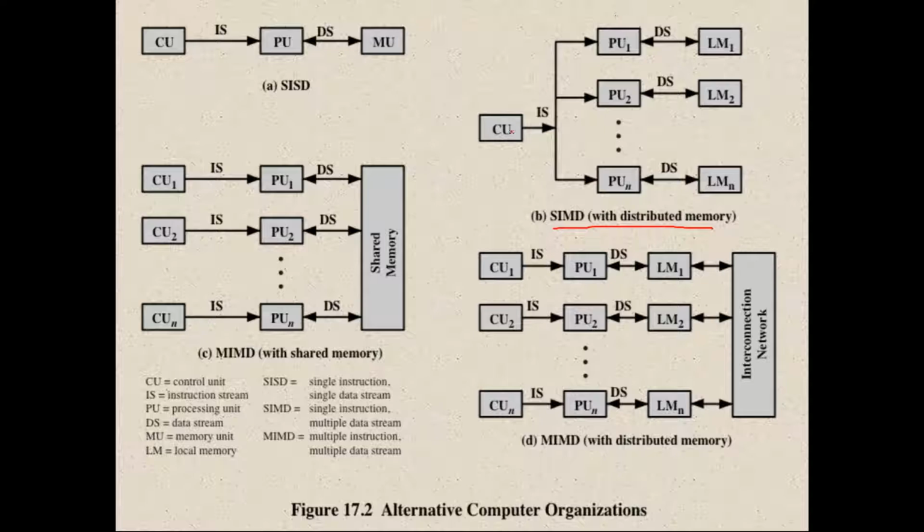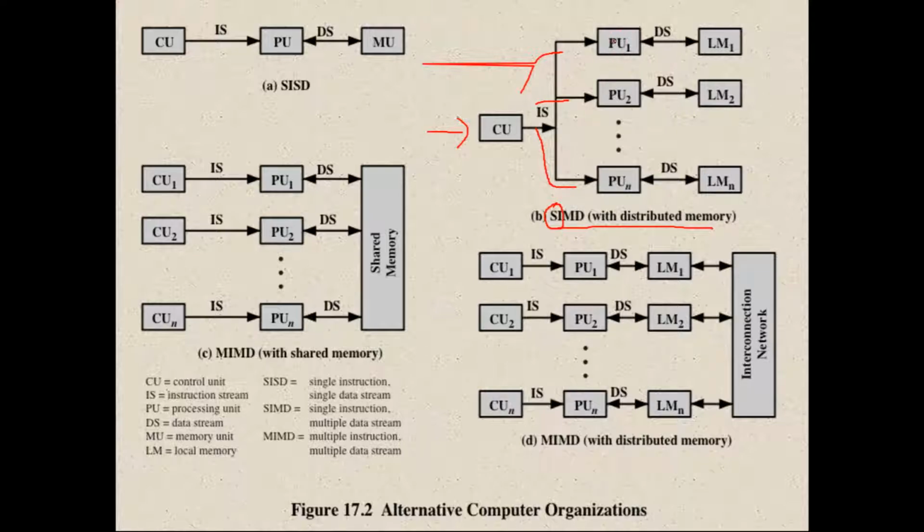So here you see the control unit is one. There is only one control unit because the instruction is going to be the same, a single instruction stream. Only one instruction everybody is going to execute at a given time. All the processors are going to execute only the same instruction. That instruction is given by the control unit. But the data is going to be different.